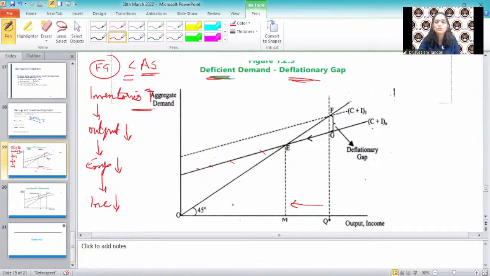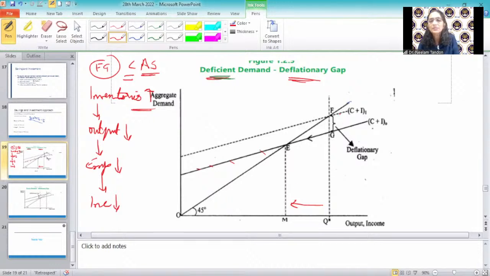You can draw the conclusion that if there's deficit demand, in that case unplanned inventories in the economy will be more, because the producers might have thought that the demand would be more, but the demand is less. So since the demand is less, expenditure is less, income for the corporate sector is less, they already have inventories, they'll stop investing further, they'll reduce their output, they'll reduce employment, income will reduce.